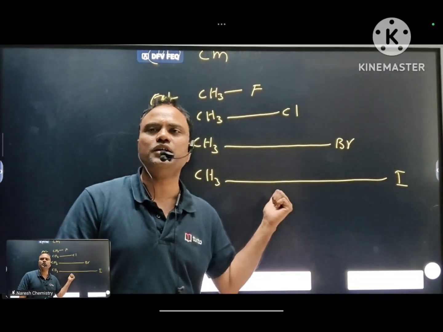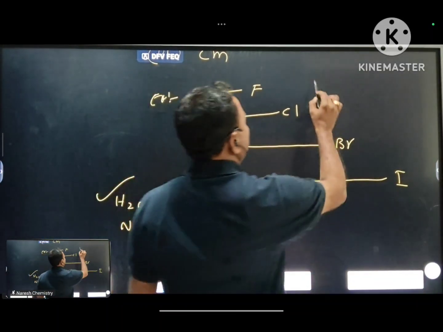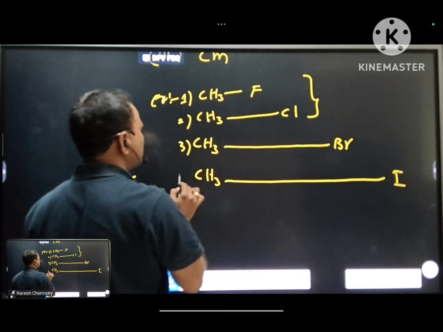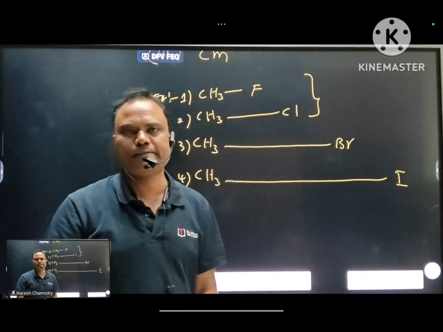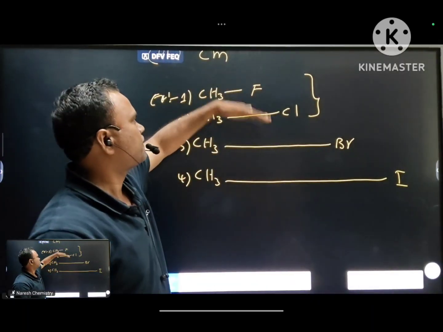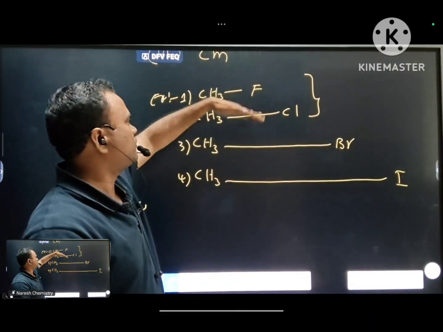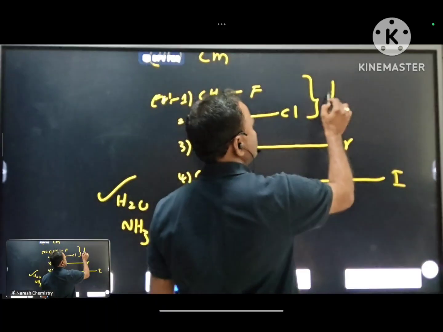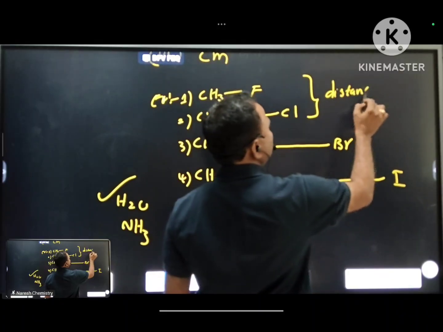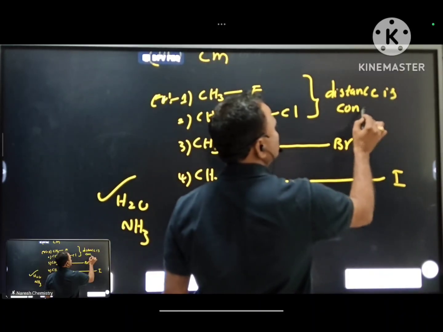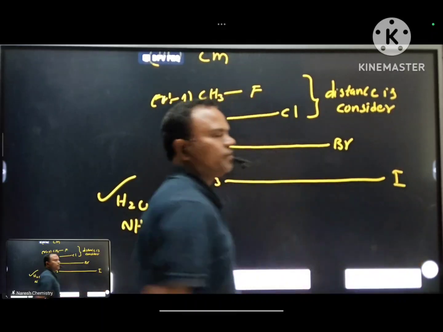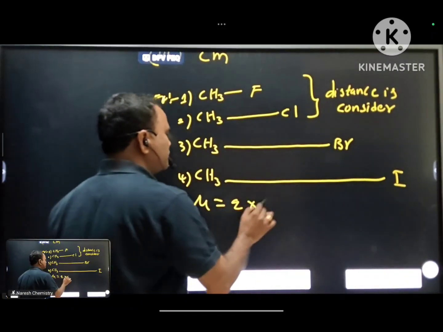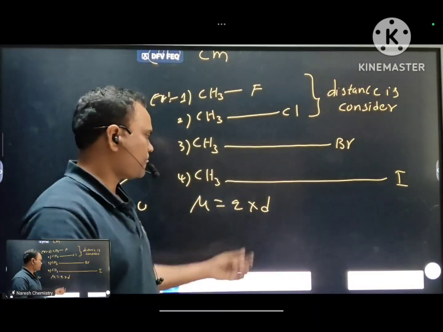Any idea? In alkyl halides, I already explained. Why? What is the reason? In 1 and 2, we consider distance. Distance is taken into consideration. In the remaining, we consider charge. What is the relation? Mu is equal to charge into distance.